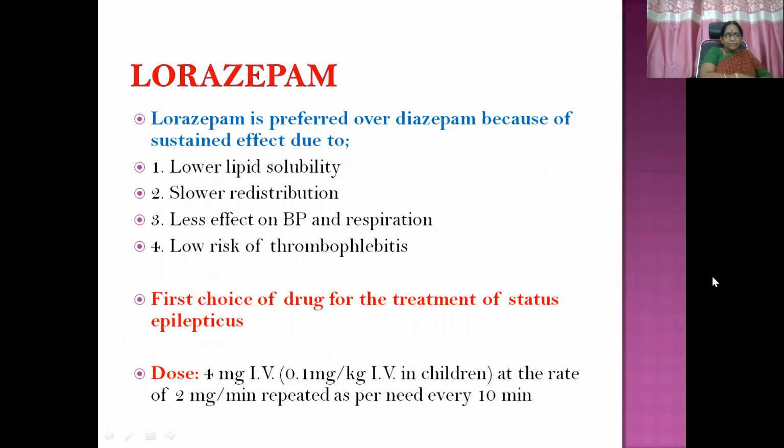Then comes the lorazepam molecule. L for lower lipid solubility, slower redistribution, less effect on BP and respiration, and low risk of thrombophlebitis. So it is a long-acting molecule, that is the main advantage. That's why it is preferred over diazepam. First choice of drug for the treatment of status epilepticus, even when compared to diazepam, it is better than diazepam. So 4 mg IV.